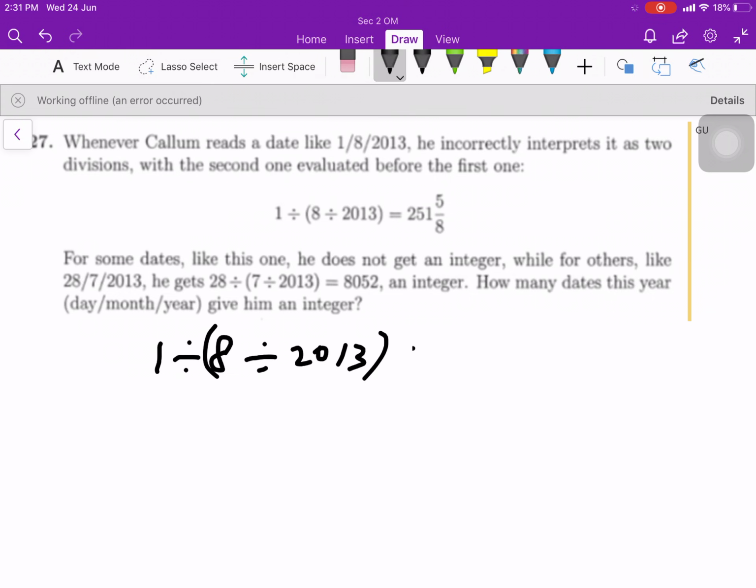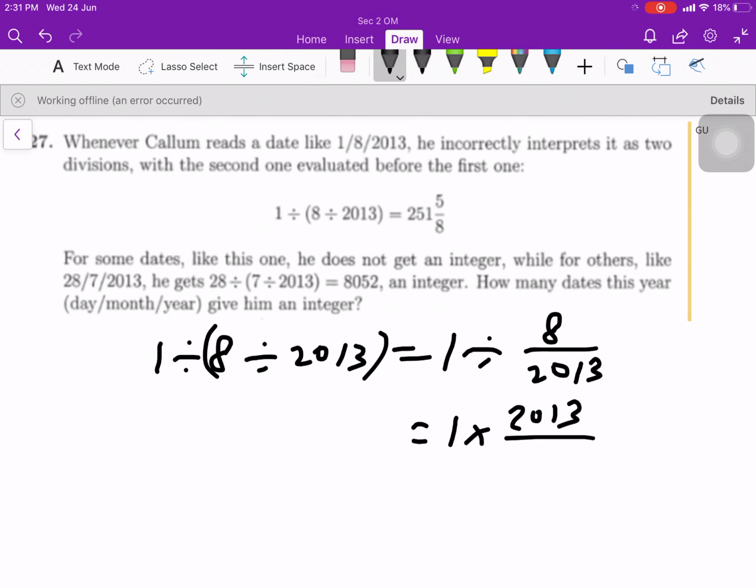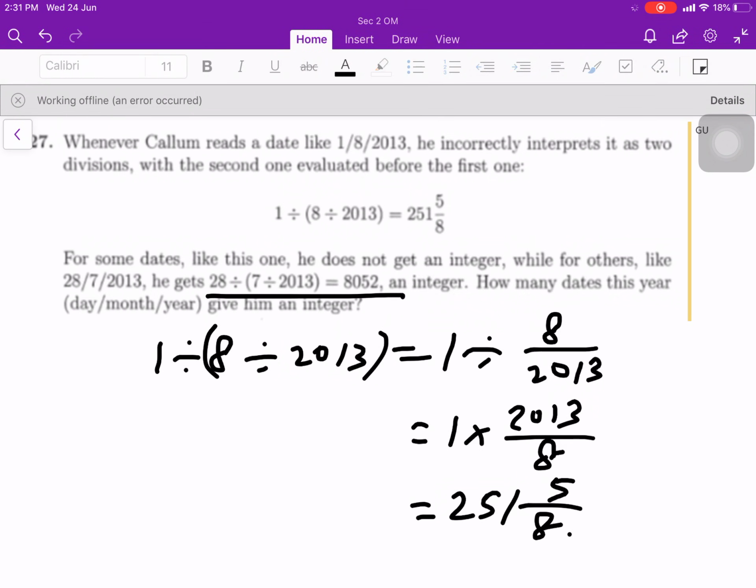What does it mean? That means it's actually 1 divided by 8 over 2013. Therefore, what does it mean? That means it becomes 1 times 2013 divided by 8. Therefore, what you get here is actually 251, and then that will be 5 over 8. Therefore, let's look at why this one is actually an integer.